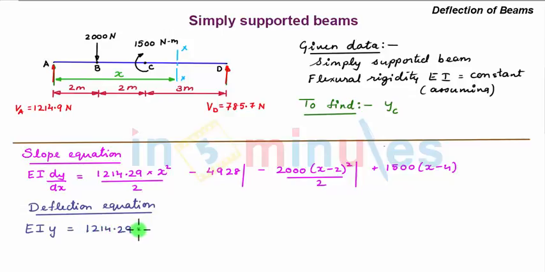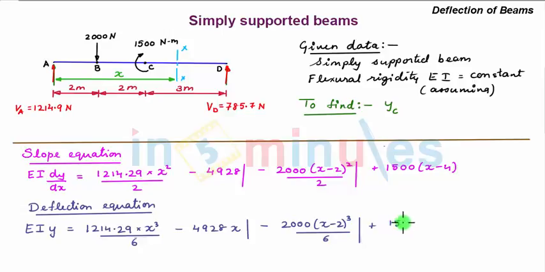Also, our deflection equation will be EIY is equal to 1214.29 into x cube by 6 minus 4928x plus C2, which is 0. So we put this in first partition, minus 2000 into (x minus 2) cube by 6, second partition, plus 1500 into (x minus 4) square by 2. So we have got our slope and deflection equation.